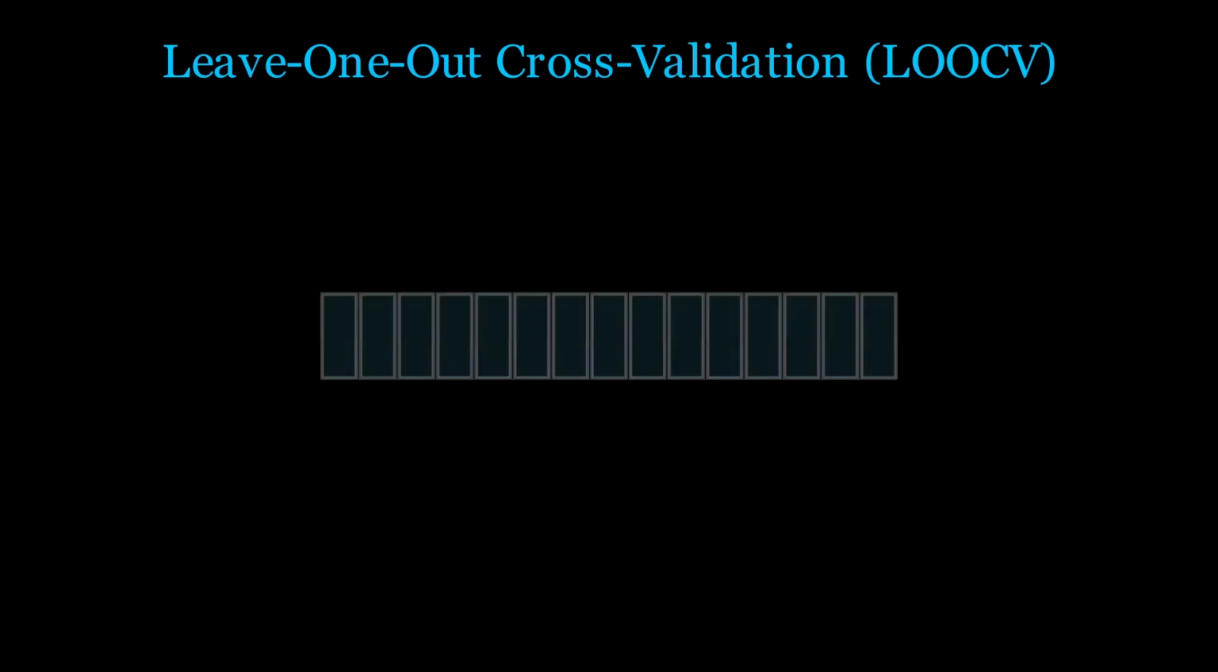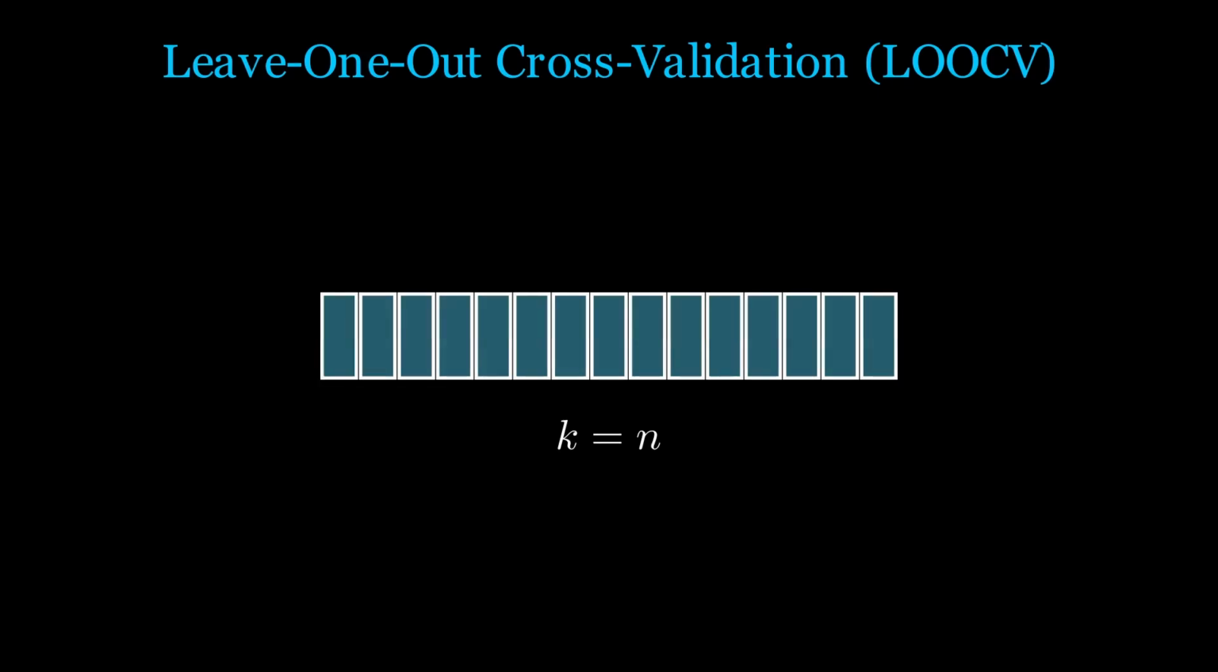Now, what if we took this to the extreme? Type number 2, leave one out cross-validation, or LOOCV. LOOCV is actually just a special case of k-fold cross-validation, where k is equal to the number of observations n, so each fold is one observation.